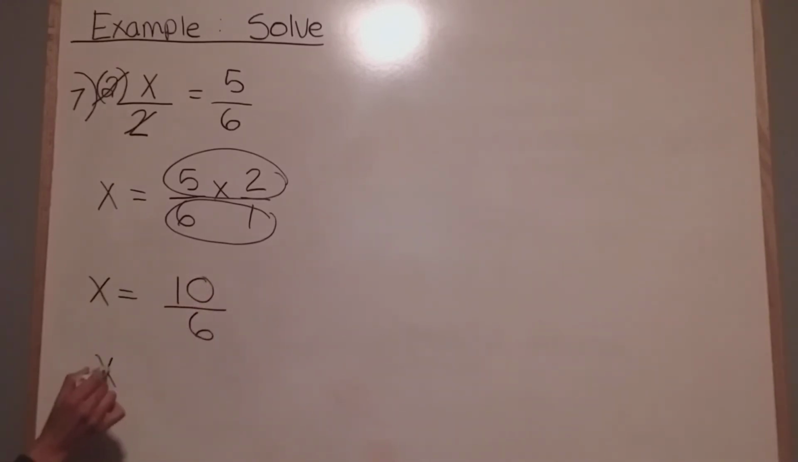And you have to always remember your fractions have to be in lowest terms. So I can divide by 2. So I get 5 over 3. That will be my final answer.